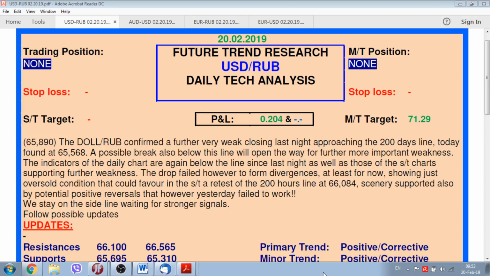Today is 20th of February 2019. We are ready to present you a material provided by the company FutureTrendResearch. Today we will discuss, as usual, two ruble crosses, among them dollar ruble and euro ruble, and also we'd like to present you the technical analysis of two interesting currency pairs like the Aussie and euro dollar.